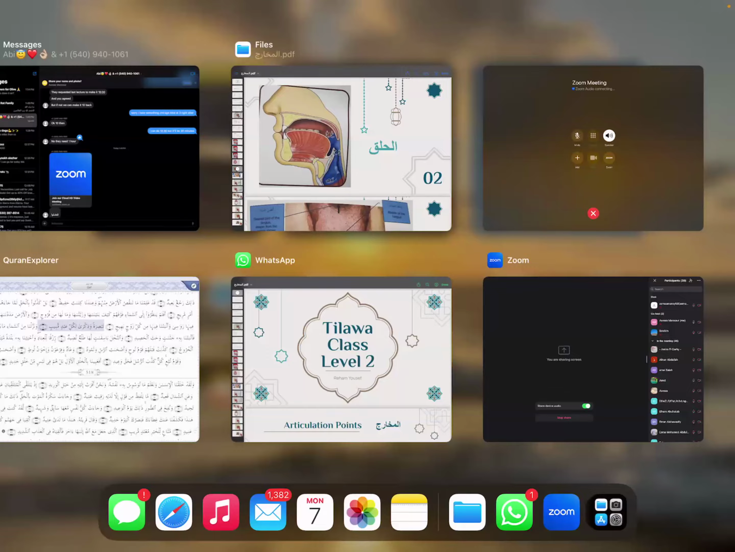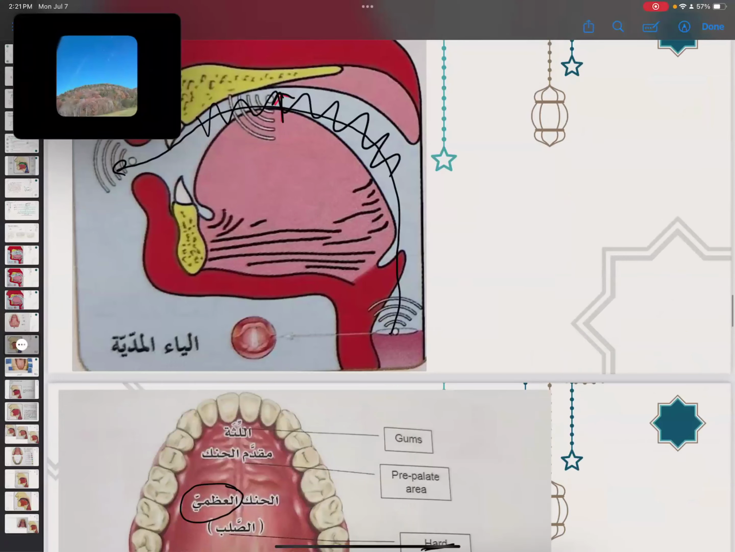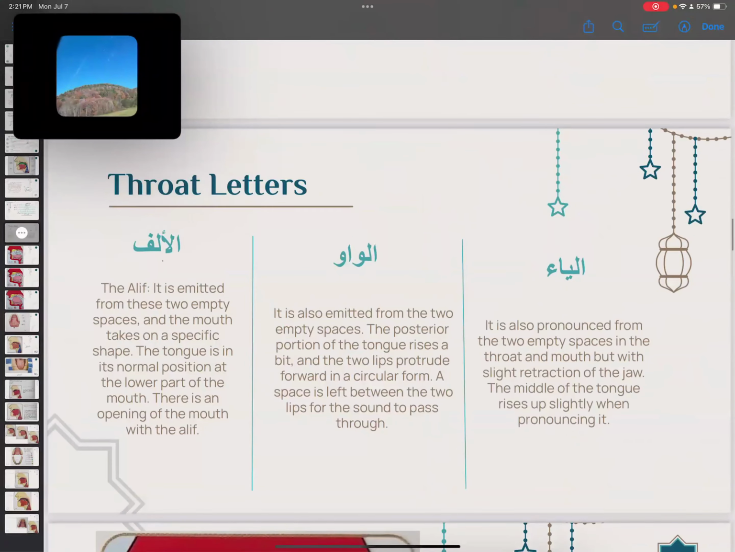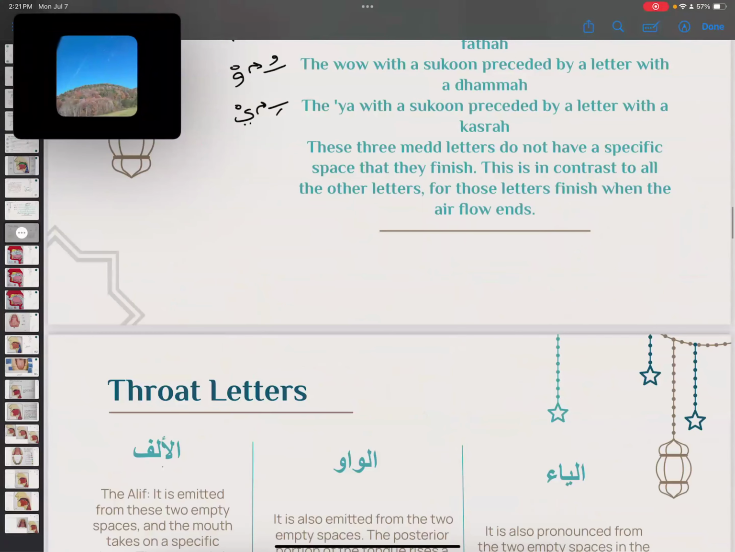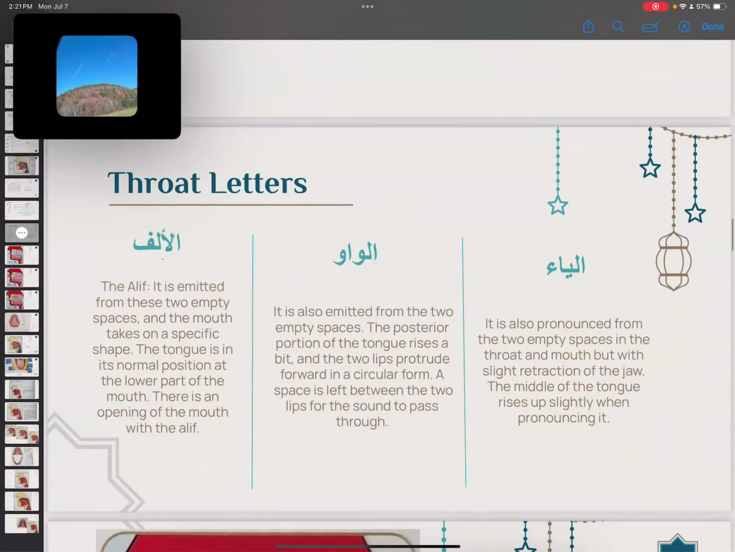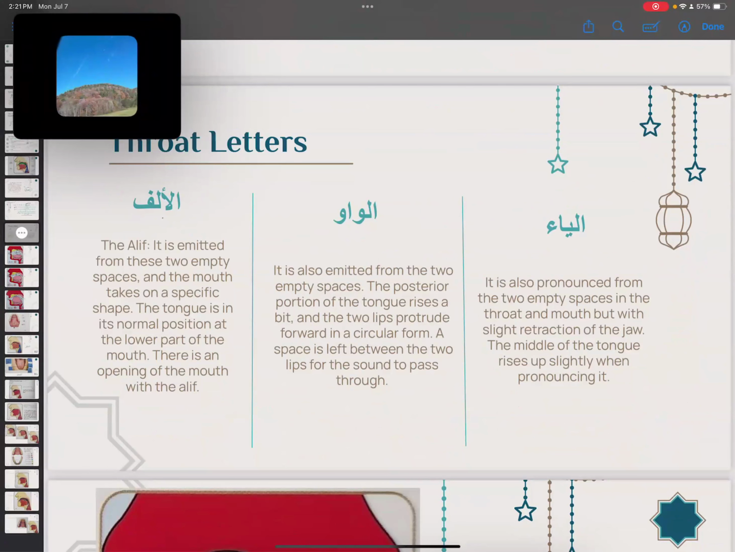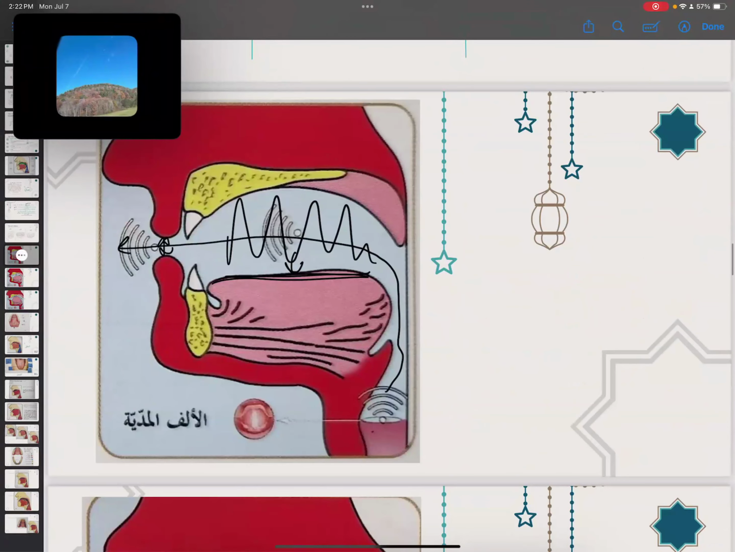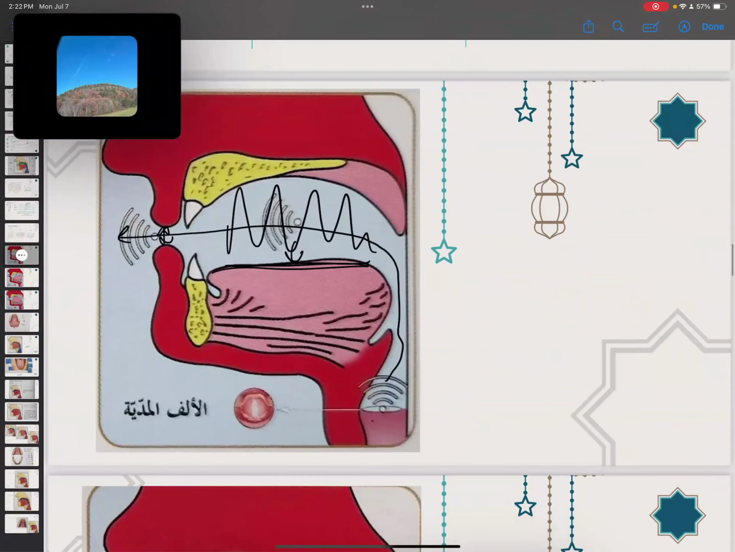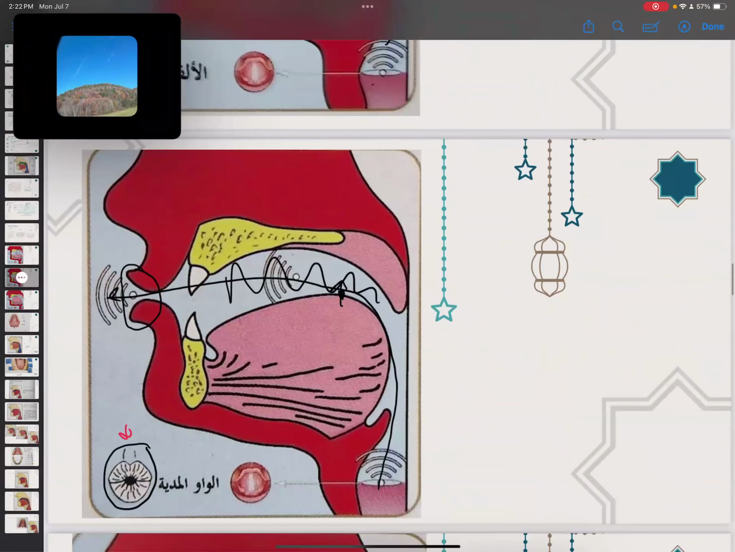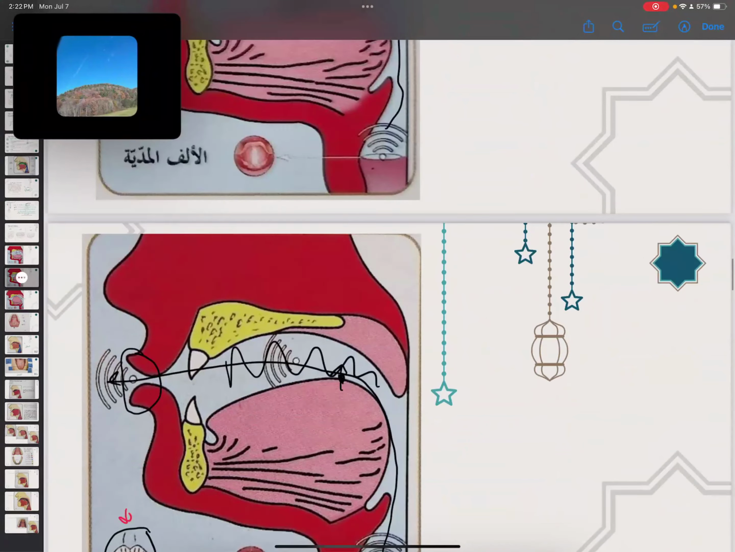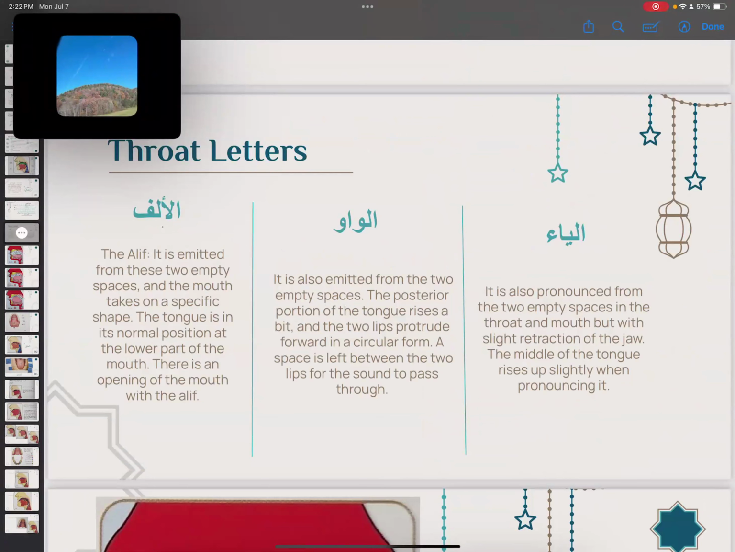So في حد can someone tell me about the letter alif? Alif maddiya. So we learned about 3 mad letters. الحروف المد. We have alif, waw, and ya. And then we talked about the articulation of how it moves in the mouth. Can someone tell me one more time or re-explain one of the 3 letters?